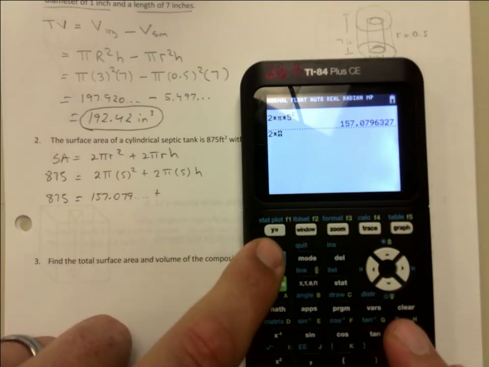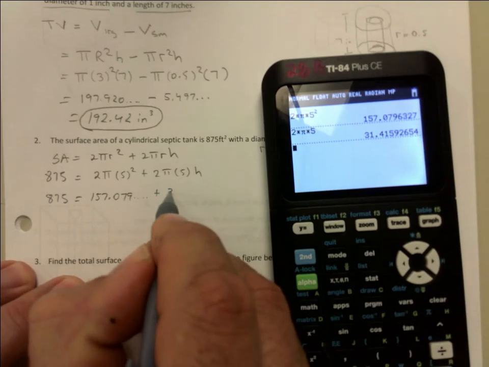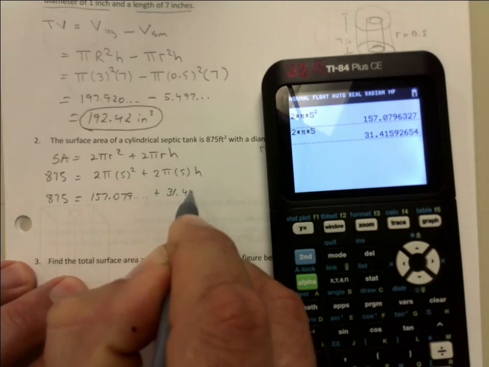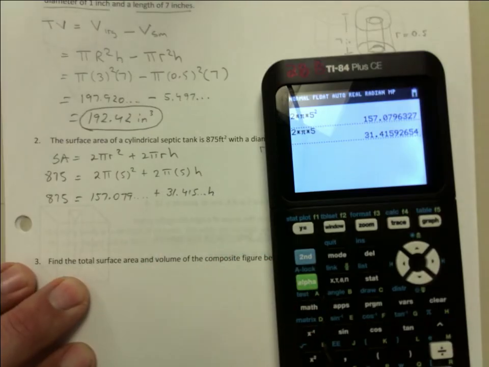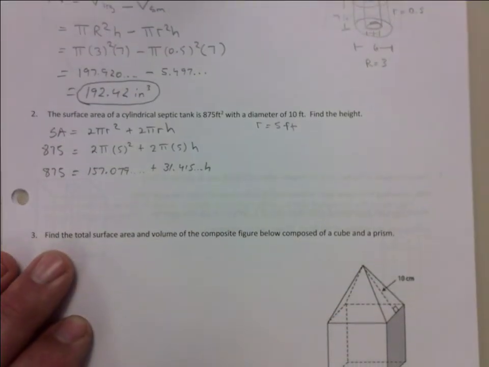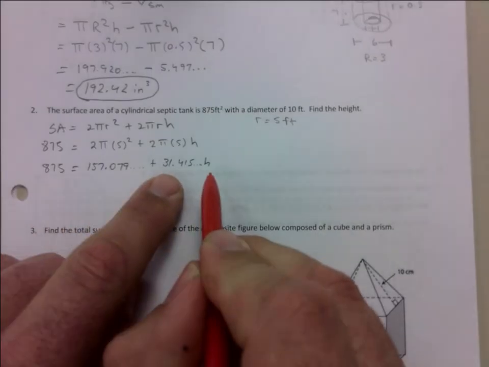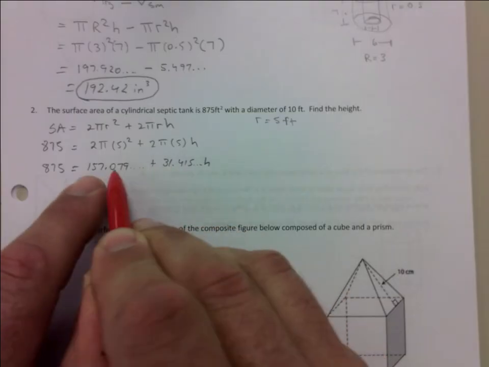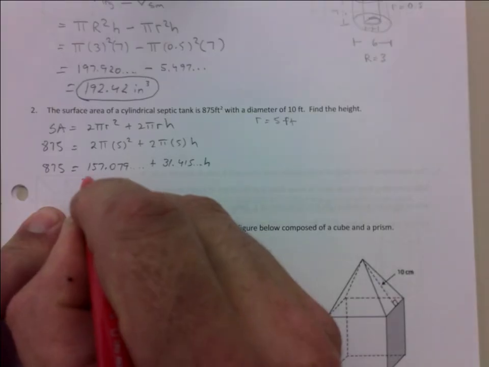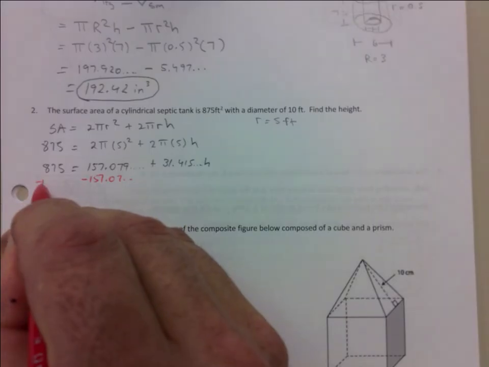And then here you can clean this up. 2 times pi times 5. So that's 31.415 something h. So don't forget that it's still multiplying h there. Okay. And here you have to do some algebra. So h is attached to that one. These are multiplying, so you can't do anything with it yet. First tackle this number that's in front of it, right? That's adding to it. So I'm going to go minus 157.07 something.